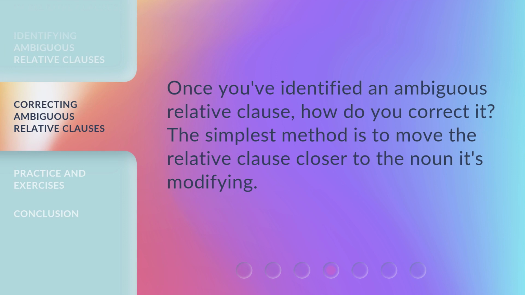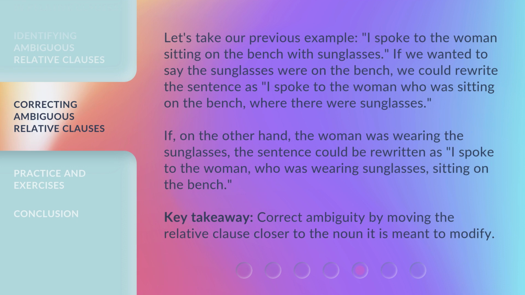Once you've identified an ambiguous relative clause, how do you correct it? The simplest method is to move the relative clause closer to the noun it's modifying. Let's take our previous example. I spoke to the woman sitting on the bench with sunglasses.